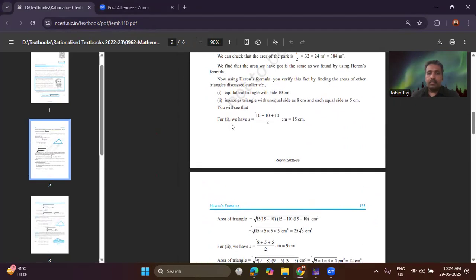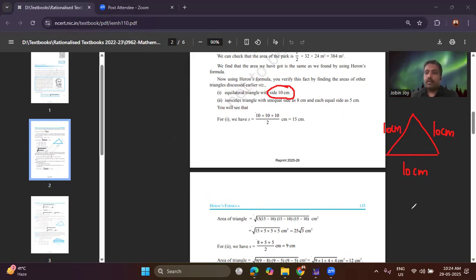Okay, so next I am taking an equilateral triangle. The side is given here: an equilateral triangle with side 10 centimeter. That means this side is 10 centimeter, this side is 10 centimeter, and this side is 10 centimeter. All sides are equal. So first of all, calculate the semi-perimeter.